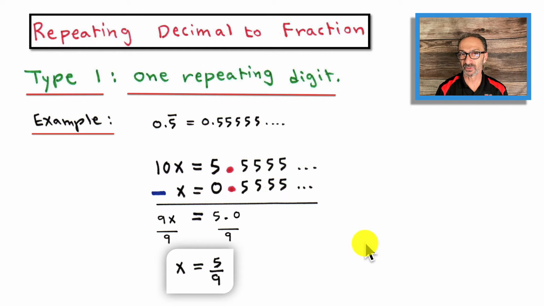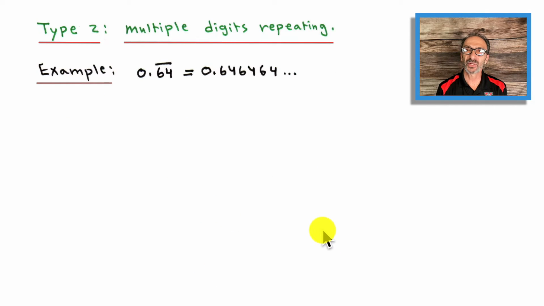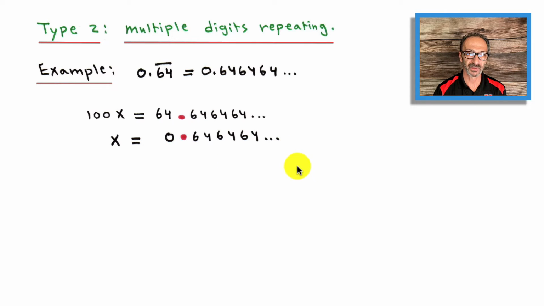That should do it for one digit. We didn't have to do another one, like 0.2 or 0.3 or 0.7. They're all the same. Let's take two digits, which is type 2. If you have 0.64 repeating, that is in a different way, 0.64, 64, 64, and so on. Let's call it x. This time, I'm not going to multiply by 10 because I have two digits repeating. I'm going to multiply by 100.